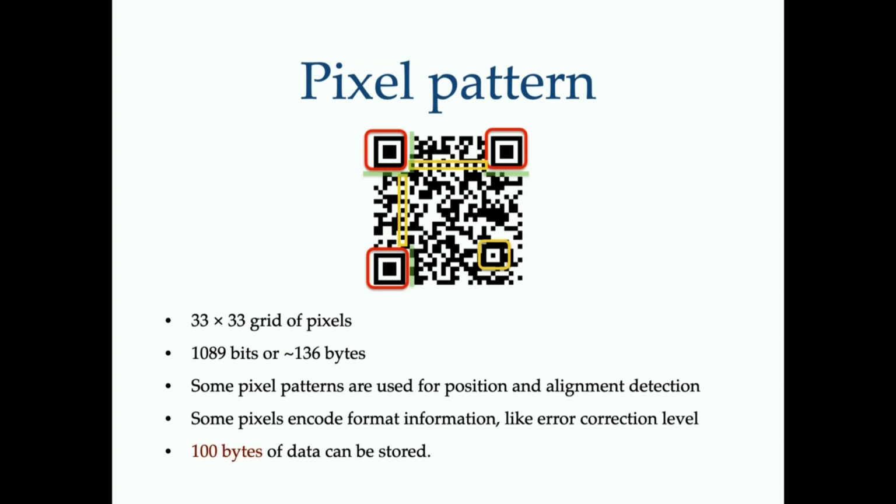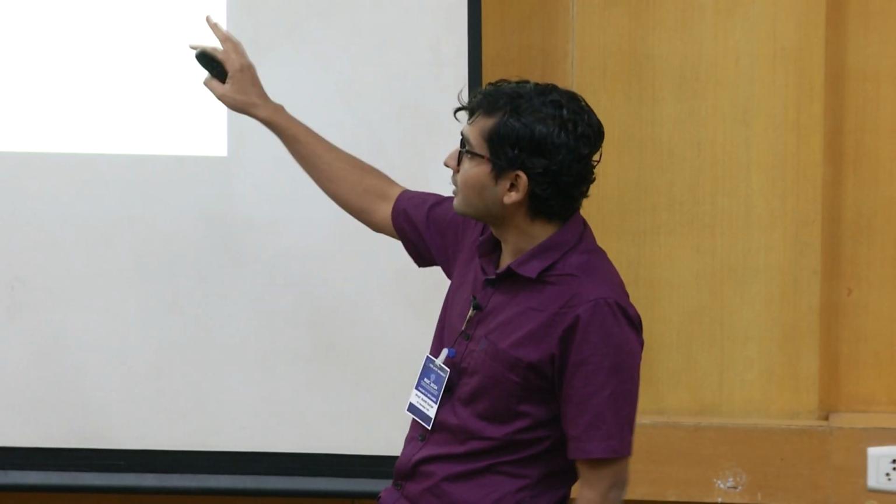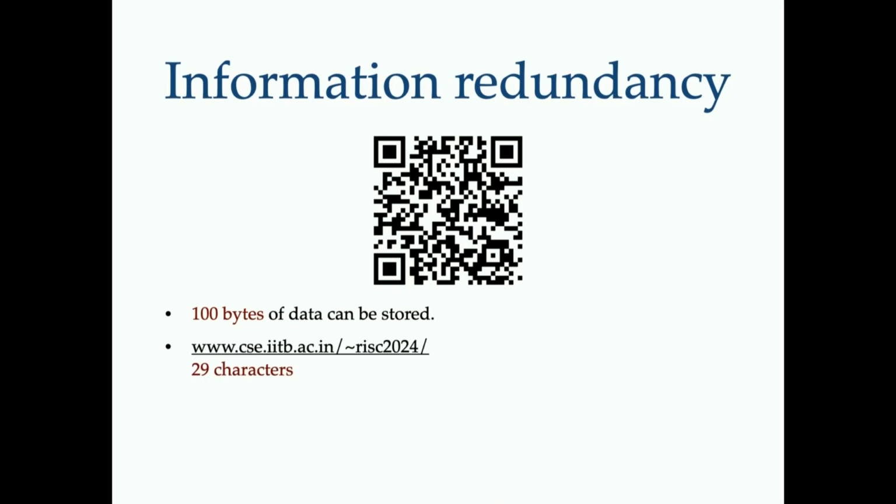So out of 136 bytes of data, you have the remaining 100 bytes of data, 100 bytes where you can actually store whatever you want to store. The other 36 bytes go into all these fixed patterns and format information. So we can store 100 bytes of data.